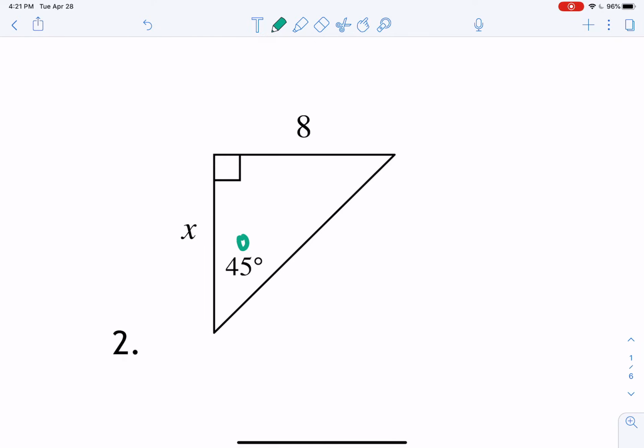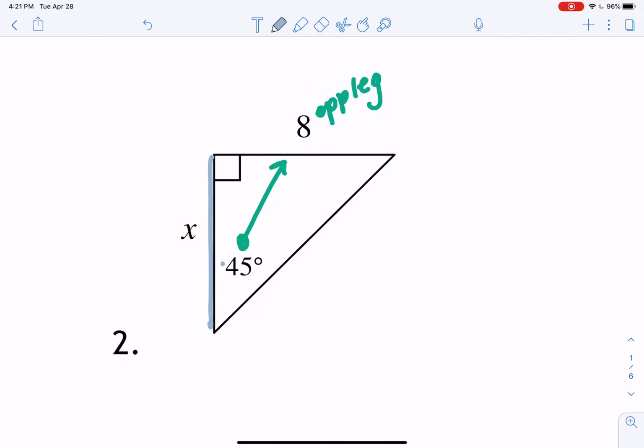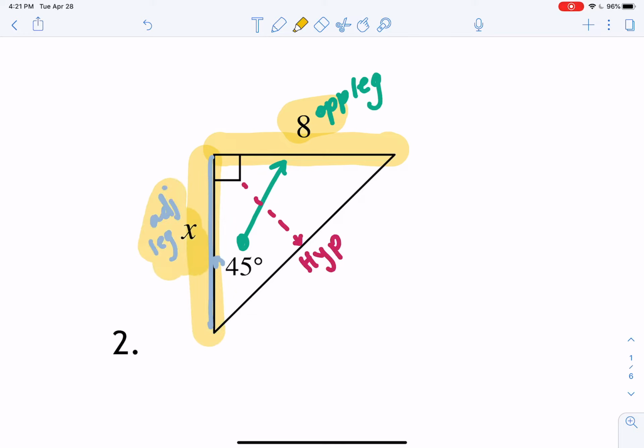Here's another example. So we've got our theta. All the way across from it is our opposite leg. The side that is next to theta, this is our adjacent leg. And the side that is across from the 90-degree angle, this is our hypotenuse. So we're going to highlight the sides of the triangle where we have information. That's here because our opposite leg is 8. Here our adjacent leg is x, which is what we want to find. So opposite and adjacent, we're going to use tangent, TOA.